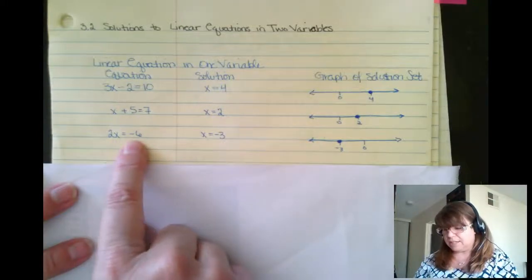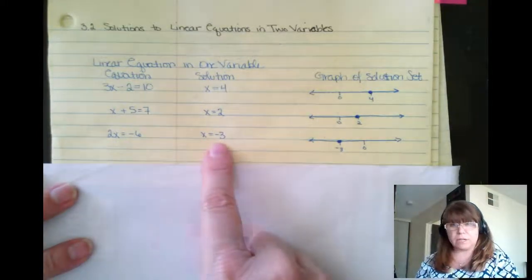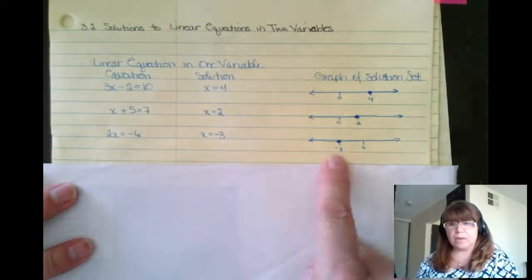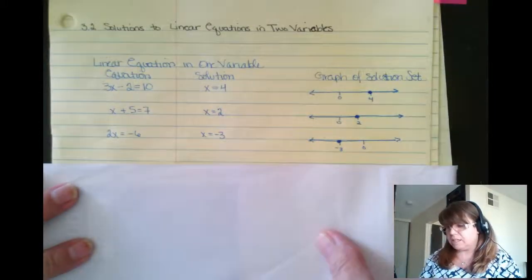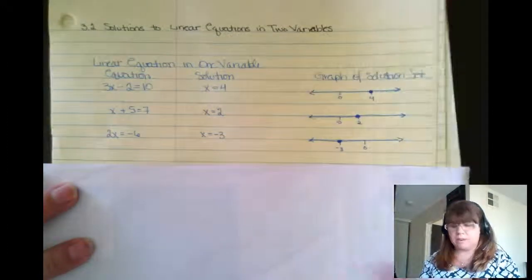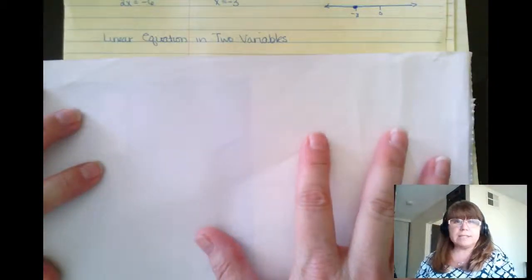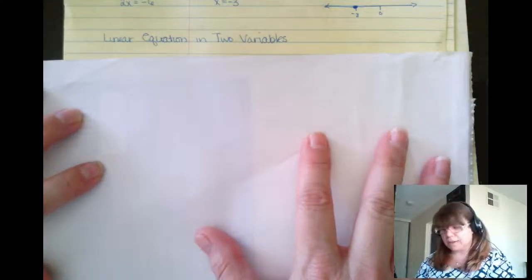2x equals negative 6. x equals negative 3. So you graph it and you have a dot on negative 3. Now that's great when we're working with one variable, but we're moving on. We're getting a little bit more sophisticated about math, so we're moving on to two variables. So what does a linear equation in two variables look like?